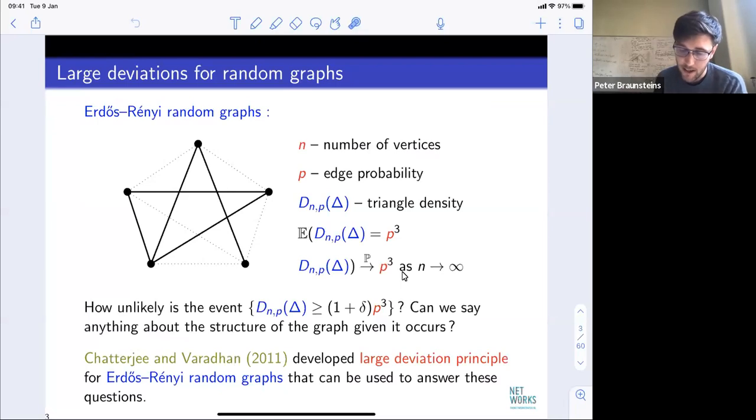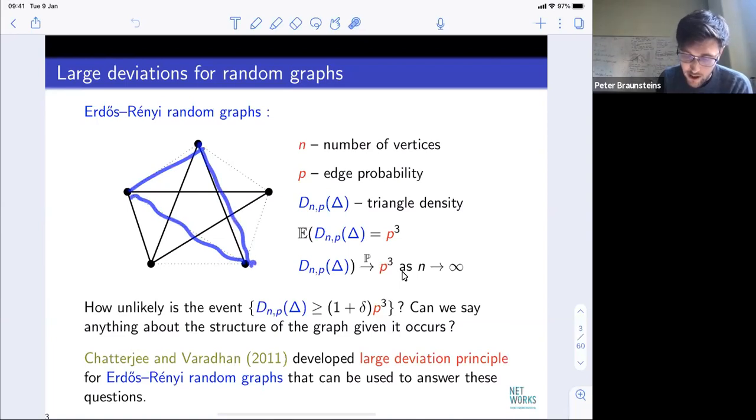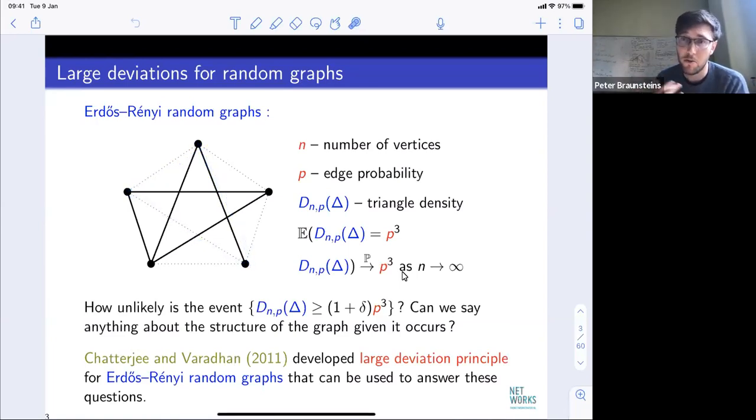Okay. The expected triangle density is p cubed, and that's due to the fact that for a potential triangle to be an actual triangle, then every edge has to be on, and that occurs with probability p cubed because all the edges are independent. Okay, so we know what the expected value of the triangle density is. And we also have a law of large numbers for the triangle density. Okay, so we know that as the number of vertices goes to infinity, the triangle density converges in probability to its expected value. Okay.